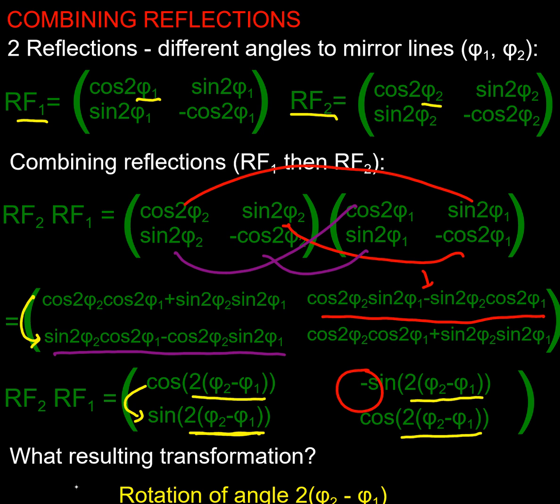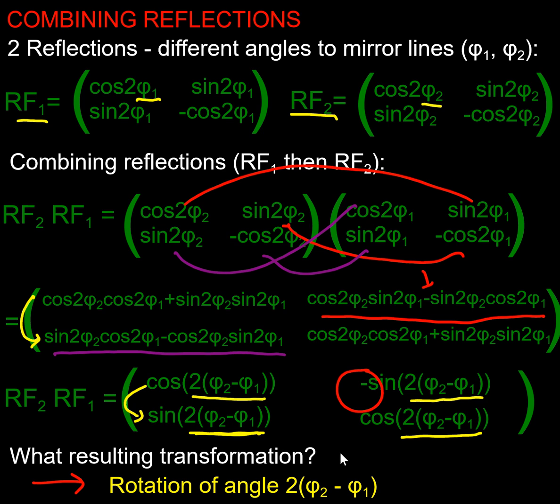And if the sine's in the top right, we're looking at a rotation matrix, and the rotation is whatever's inside the bracket, which is two lots of the difference. Sometimes you'll see that written as the modulus of the difference, two lots of the difference. So there you have it. We have a reflection, and a reflection resulted in a rotation.